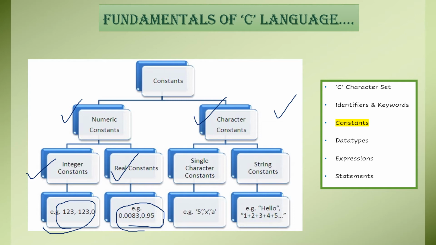Single character constant means only one value can be taken. It can be of any type, like it can be a number, it can be an alphabet. And a string constant is a combination of characters. A single character constant is included in single quotes only, and in the case of string constants, it must be included in double quotes. A single character constant does not include any null character, and in the case of a string constant the end of the string is the null character.